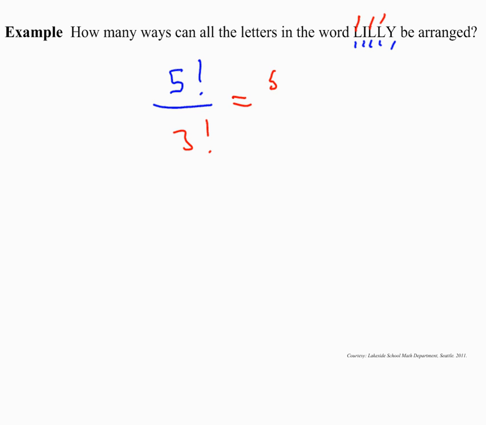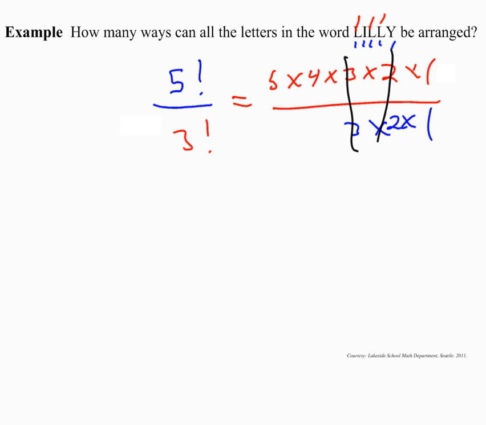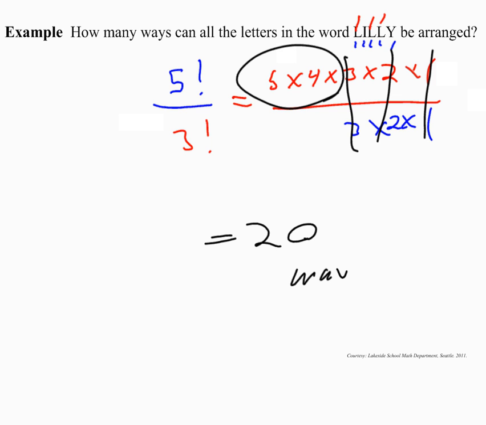5 factorial is 5 times 4 times 3 times 2 times 1. 3 factorial is 3 times 2 times 1. And because this is all multiplied, what I can actually do is cancel out the 3 and the 2 and the 1, and I'm left with 5 times 4, which is 20 ways.